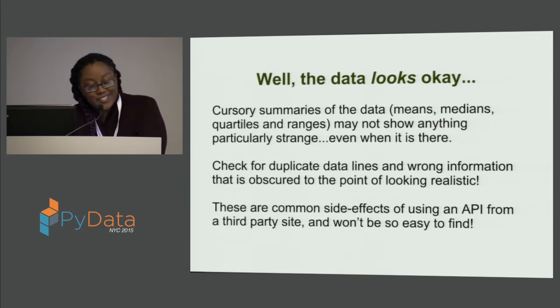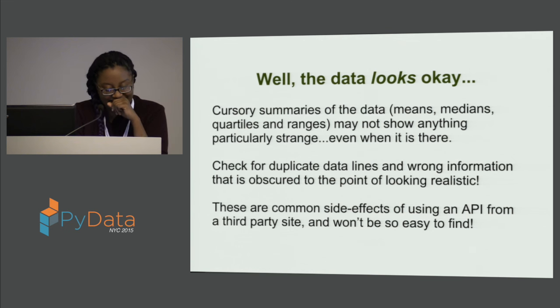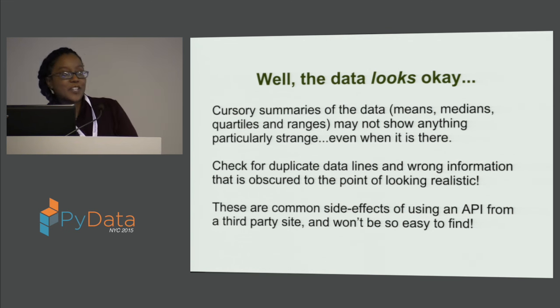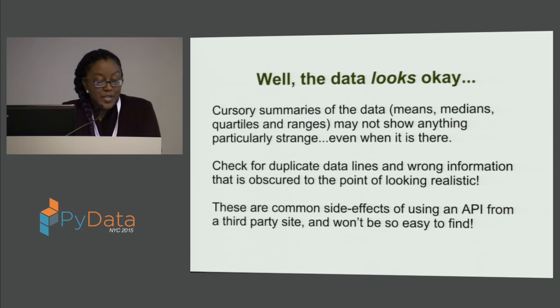Well, the data looks okay, so this definitely turned out to be a huge problem for us because our cursory summaries of the data, grabbing your means, your medians, quartiles, ranges, didn't really show anything particularly strange. However, there were quite a few anomalies. Definitely check for duplicate data lines, especially if you're pulling from an API, and also look for wrong information that is obscure to the point that it actually looks realistic. And they're not that easy to find.